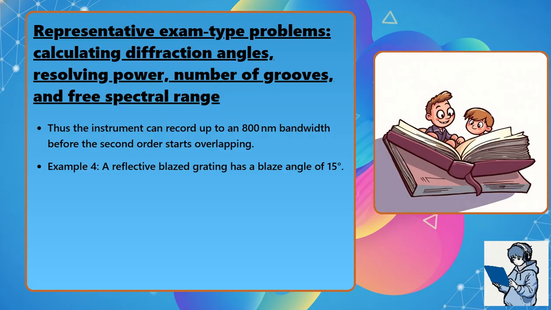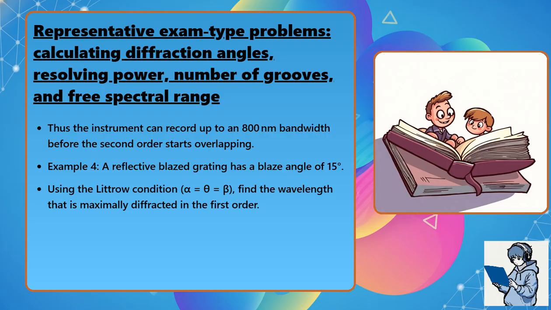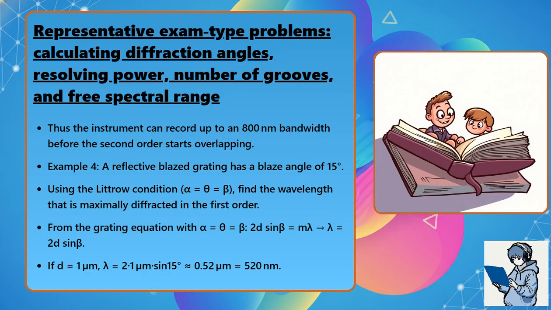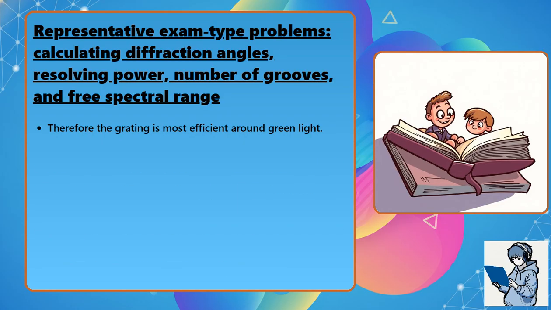Example 4. A reflective blazed grating has a blaze angle of 15 degrees. Using the Littrow condition, α equals θ equals β, find the wavelength that is maximally diffracted in the first order. From the grating equation with α equals θ equals β, 2d sin β equals mλ, therefore λ equals 2d sin β. If d equals 1 micrometer, λ equals 2 times 1 micrometer times sin 15 degrees, which is approximately 0.52 micrometers, 520 nanometers. Therefore, the grating is most efficient around green light.